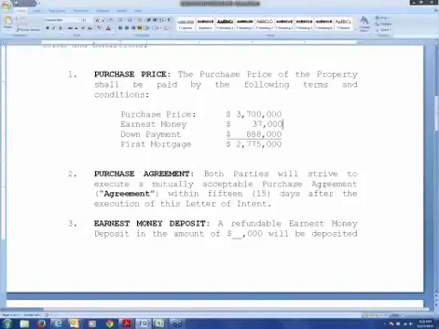Now, both parties will strive to execute a mutually acceptable purchase agreement within 15 days after the execution of this letter of intent. That means once we agree on the terms, we're going to send these off to our attorneys. They're going to come back and work on a purchase and sale agreement, and we have 15 days to do that.